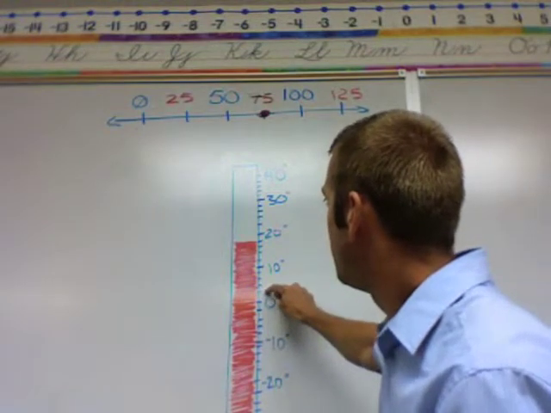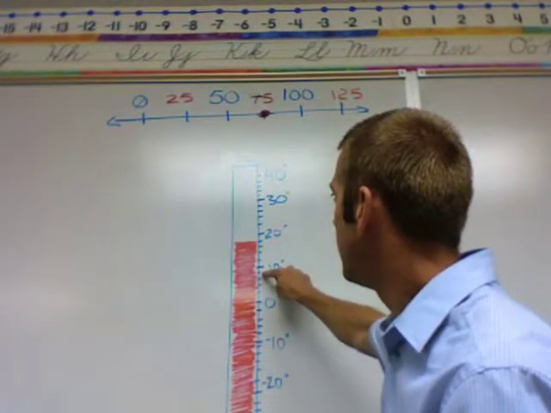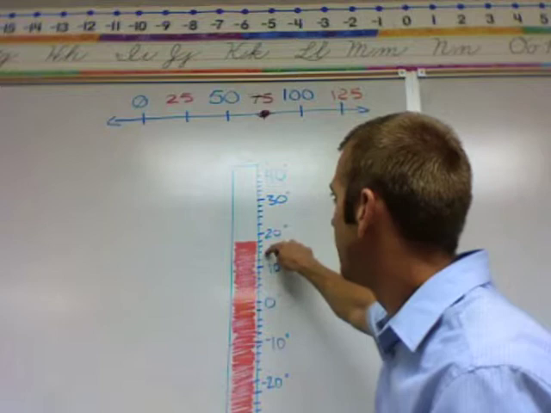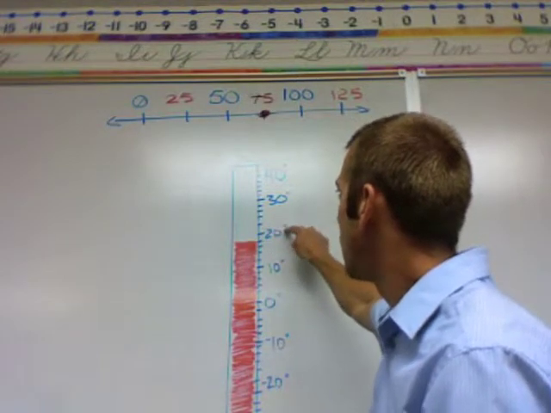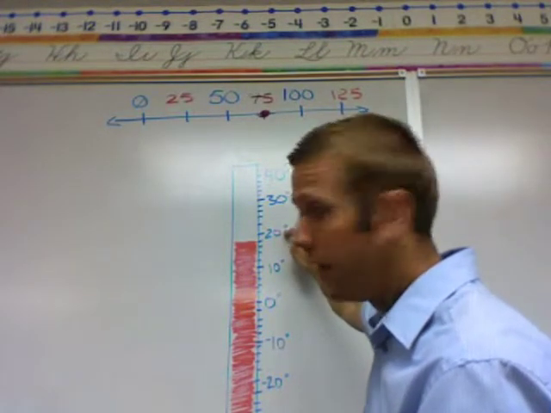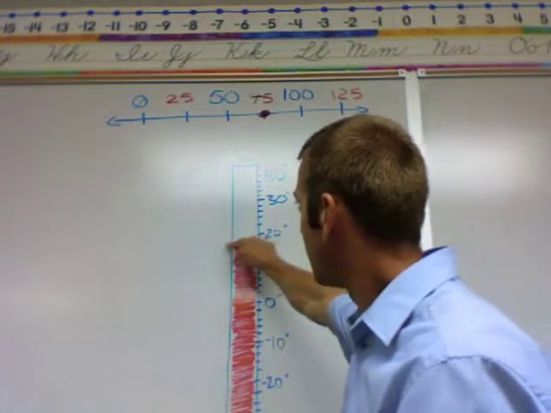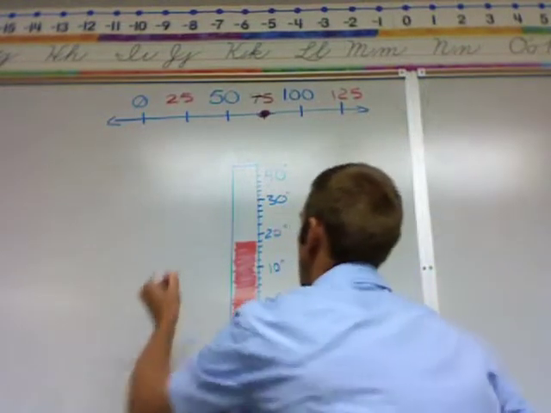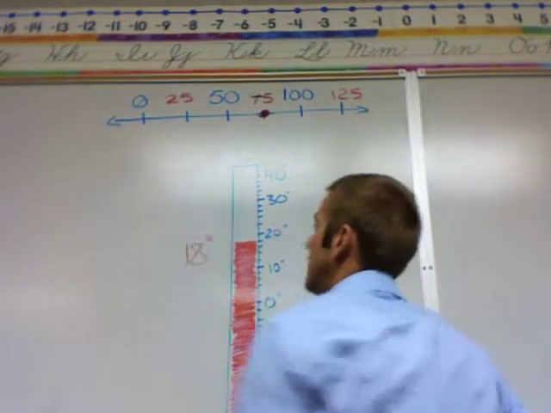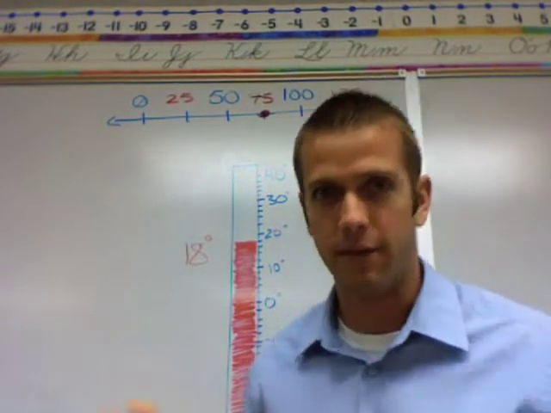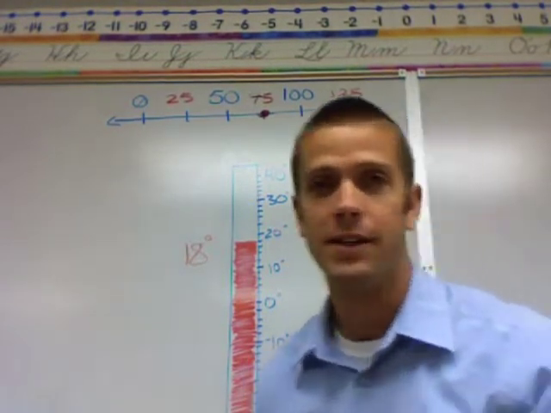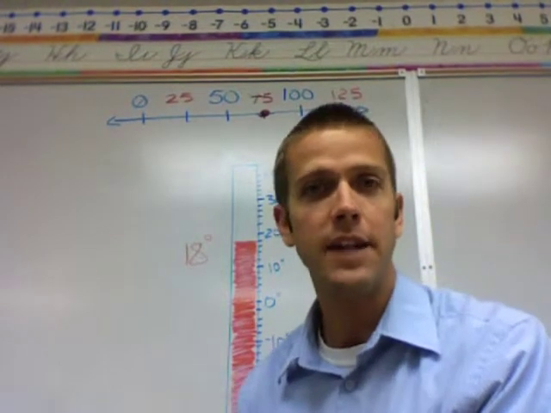Here's 0, 2, 4, 6, 8, 10, 12, 14, 16, 18, 20. Right? Go back 1, 18. That's where the line is at. This thermometer is marked at 18 degrees. Okay, I haven't labeled it if it's Celsius or Fahrenheit, but 18 degrees. Okay, so that's looking at scales.